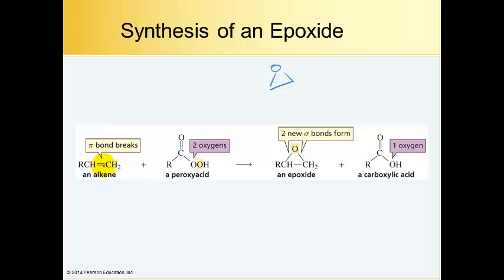When we had an alkene, we reacted that with peroxy acid, shown here. We end up with the epoxide. And then we also got a carboxylic acid as a side product. Once we form the epoxide, there's a lot we can do with it, and that's what this chapter is about.